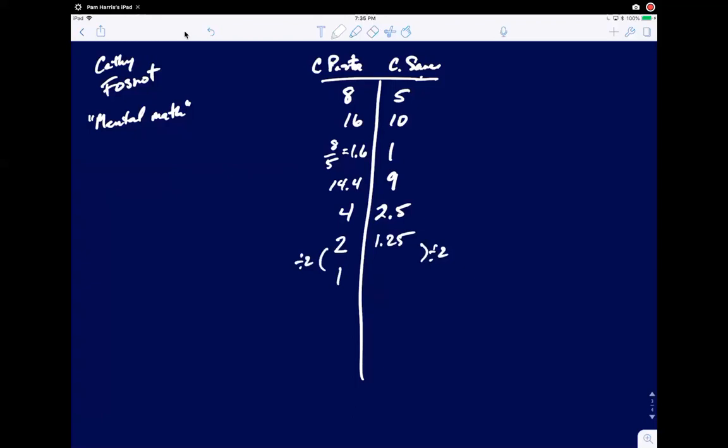And then I might ask kids to explain their thinking. What if I have 1.25 divided by 2? How are you thinking about that? Somebody might say, well, I know that I could do 1 divided by 2, and then I'd have that leftover quarter divided by 2.